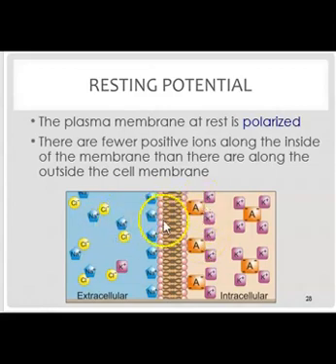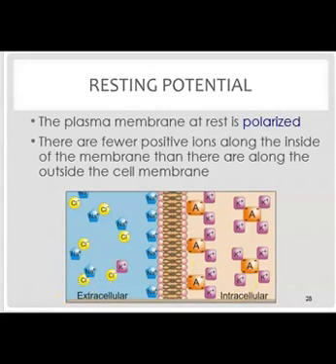So potassium and sodium can diffuse across. However, the sodium-potassium pump is going to keep as many potassiums inside, and as many sodiums outside as it can, in order to maintain this resting potential. And it's going to rely on ATP to do that. So the neuron is at rest, it's polarized. Inside is more negative than the outside.